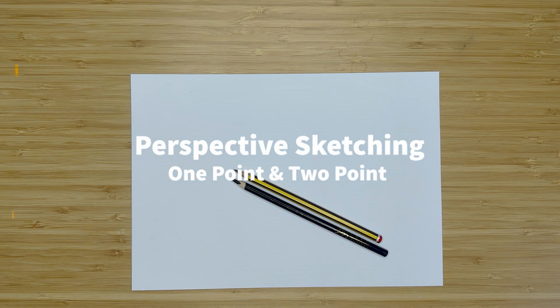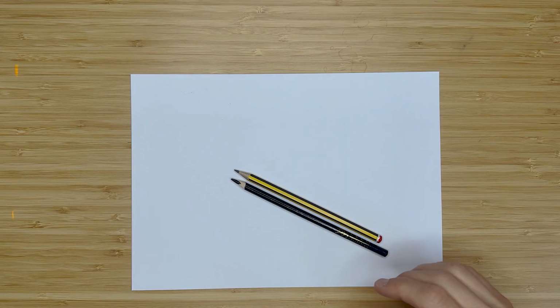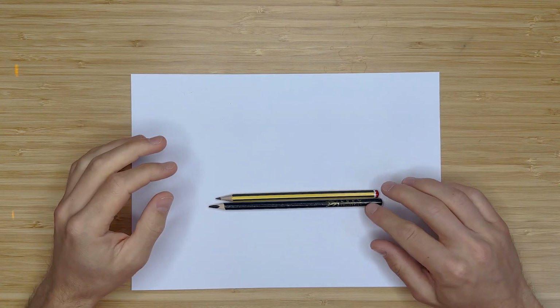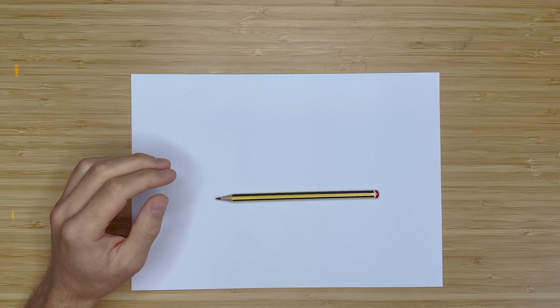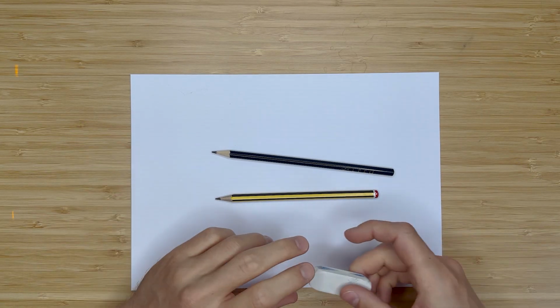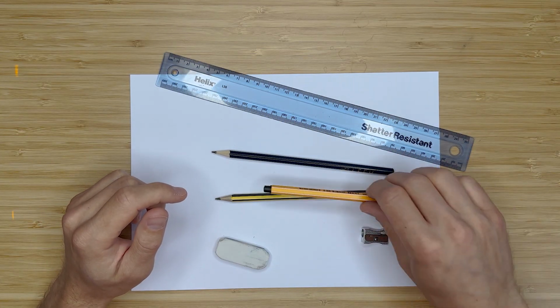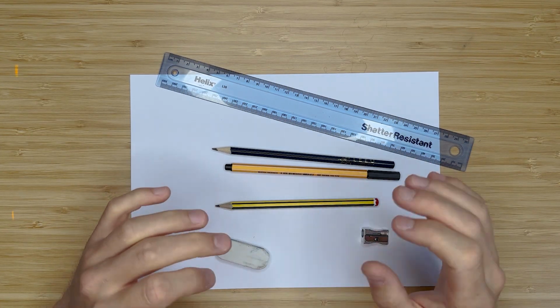Okay, so today we're going to look at perspective sketching. There's a few different types of perspective. Before we get into that though, just make sure that you've got some of the equipment that you're going to need. So a couple of pencils, probably useful, rubber, ruler, sharpener, and potentially a fine liner or something to sketch the outlines.